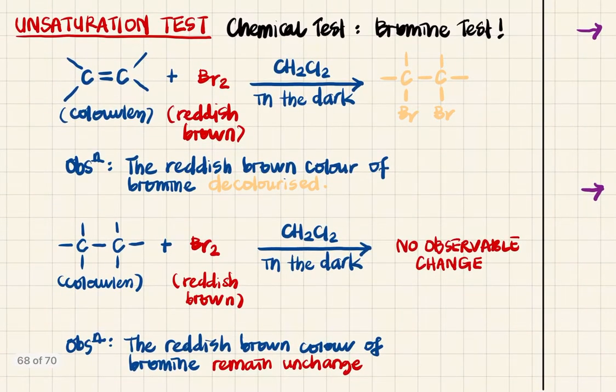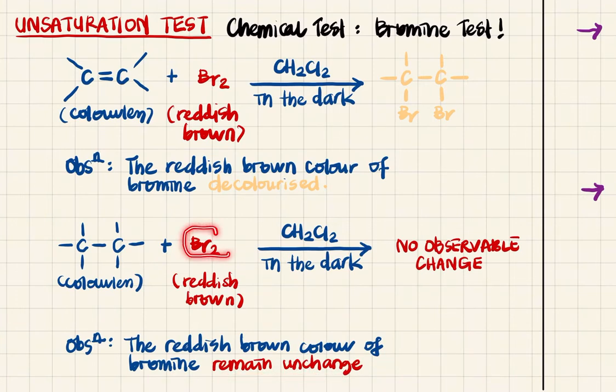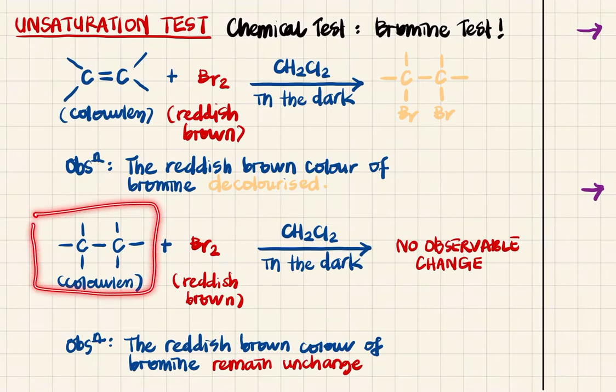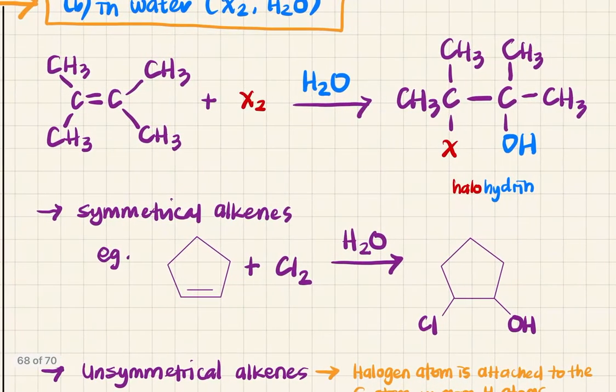For a compound that does not have a carbon-carbon double bond, your observation will be that the reddish brown color of bromine remains unchanged. That means your bromine is still in your system, so you do not have a carbon-carbon double bond in this molecule. So that is your bromine test. It's quite simple and straightforward, so make sure to remember it.